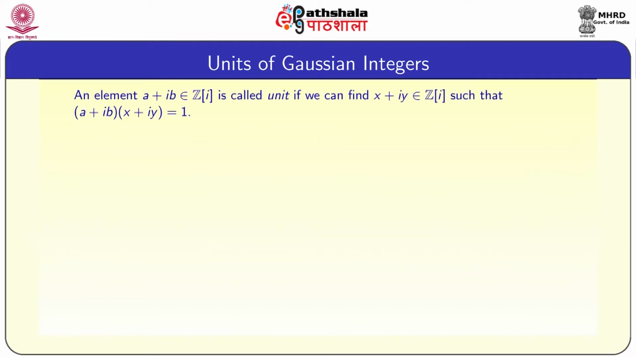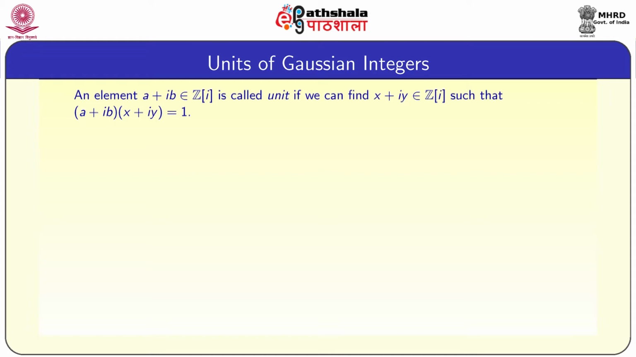Now, we are going to look at units of Gaussian integers. First, what are units? Units means those elements which have a multiplicative inverse. For example, if you look at the set of integers, the only integers which have inverses are 1 and minus 1, because 1 into 1 equals 1 and minus 1 into minus 1 equals 1. For all other integers, for example 3, 3 into how much equals 1? That is 1 by 3, which is not an integer. So, 3 does not have an inverse.